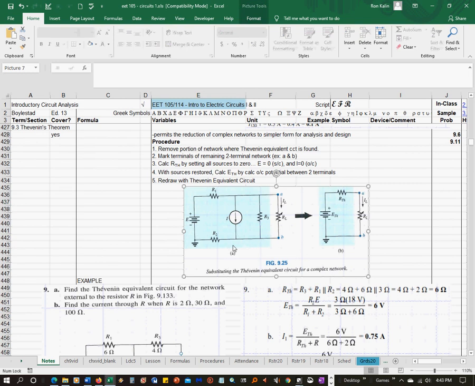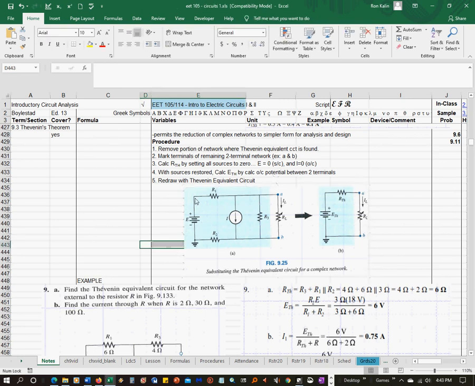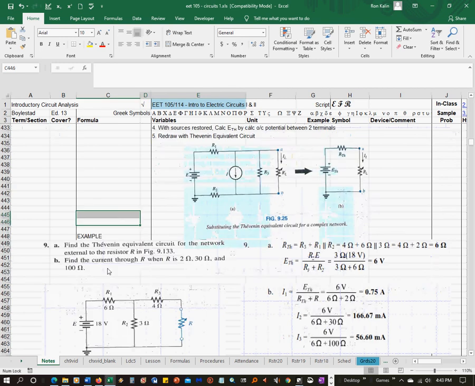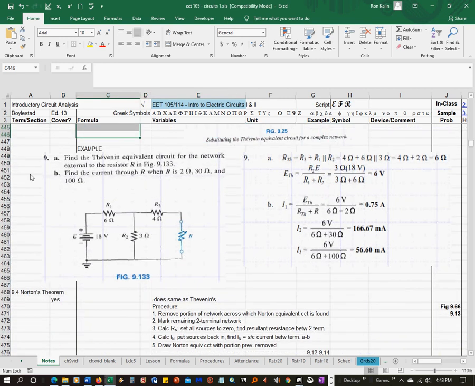Okay, so here is the substitution, again, of the blue shaded area, which is the part of the circuit that you want to simplify to a Thevenin equivalent circuit. And then here's an example of how to do it. Problem 9 says find the Thevenin equivalent circuit for the network external to the resistor R, which is this resistor. So the first thing you do is you find R Thevenin.